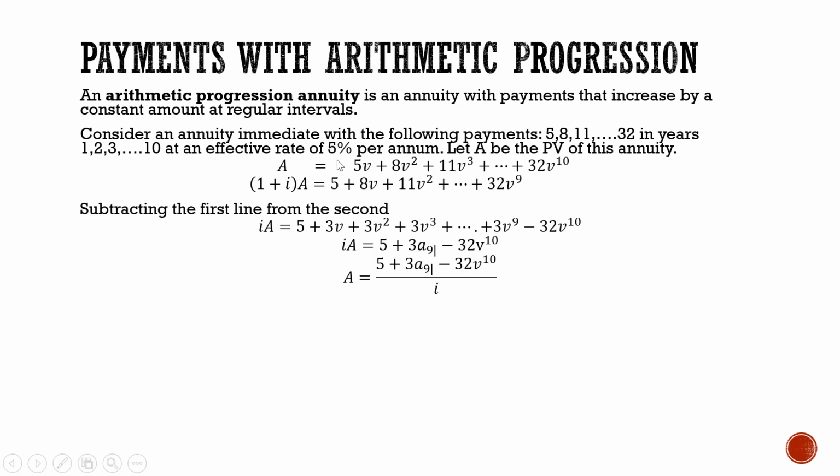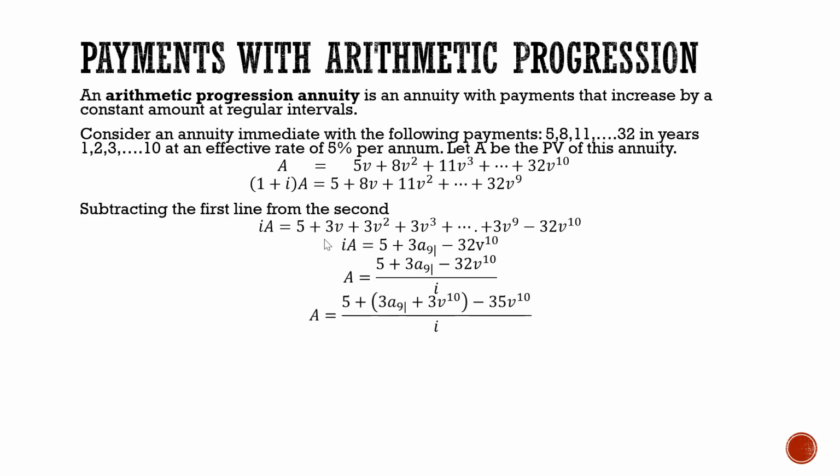i is 0.05, a angle 9 using END mode on BA II Plus calculator. V to the 10 is just 1.05 to the negative 10, and we will be able to find A. Now we are going to find a general formula for this annuity.